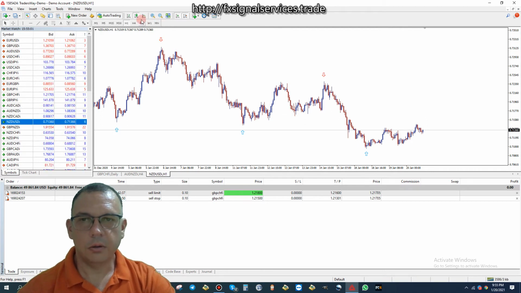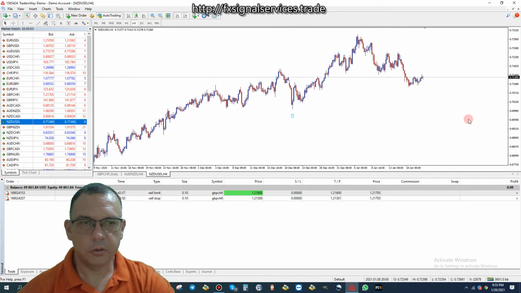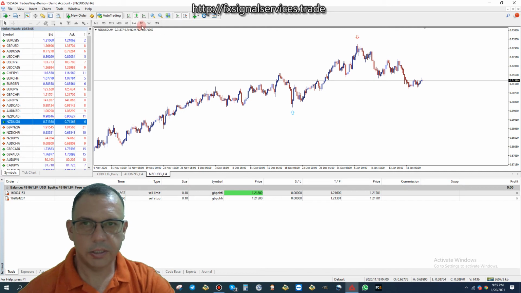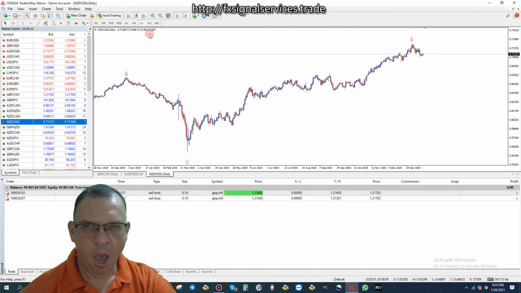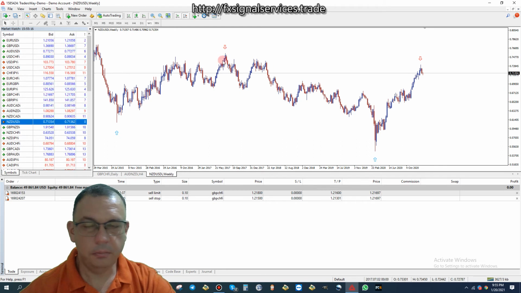So what's going to happen now? You look at the 4 hour chart, it shows a sell. Wow. But it's already been dropping quite a bit. The daily chart shows a sell. Weekly chart shows to sell. Okay, so this is kind of interesting.